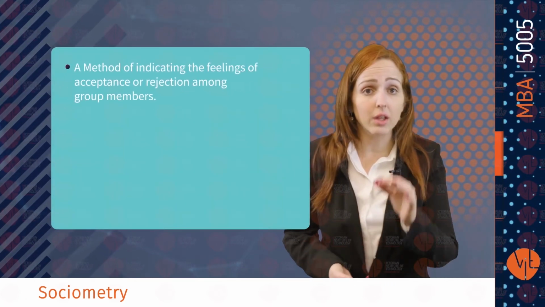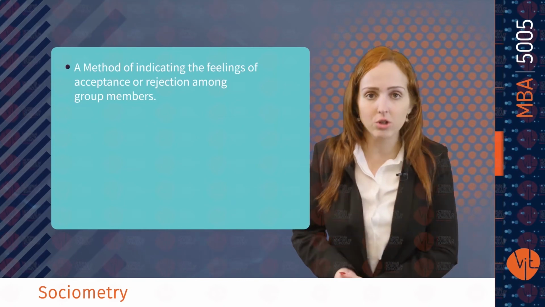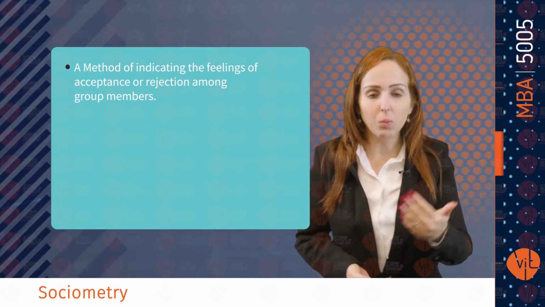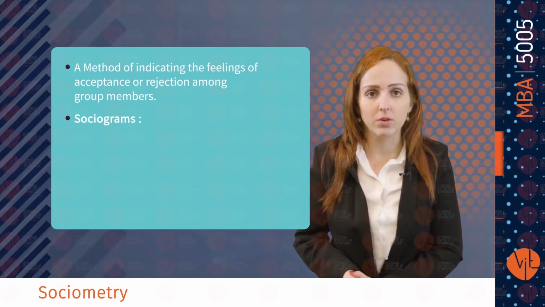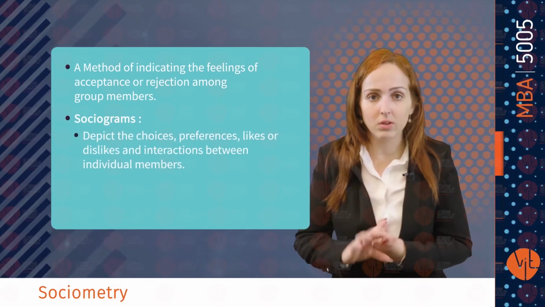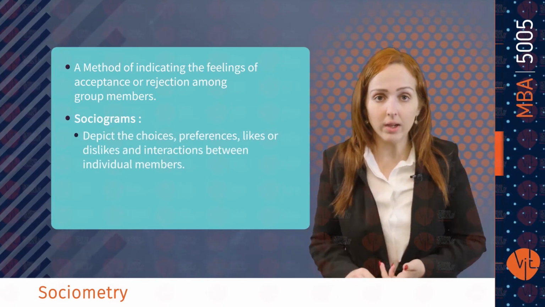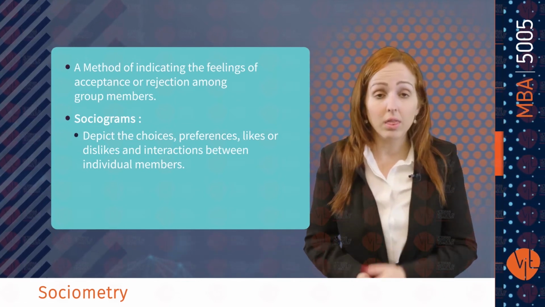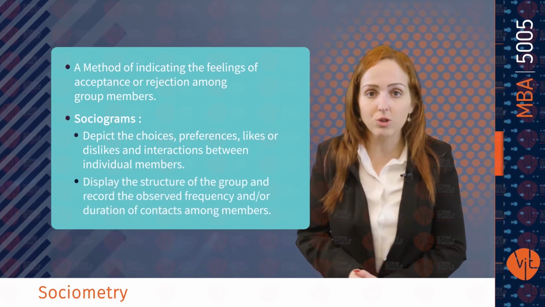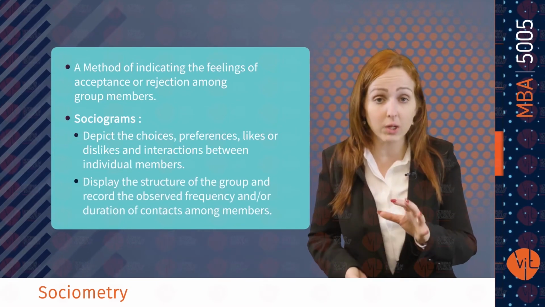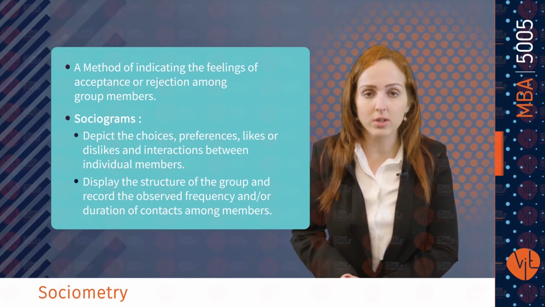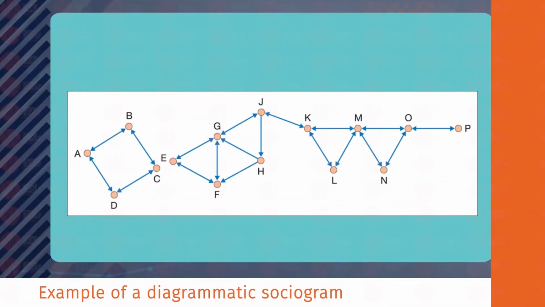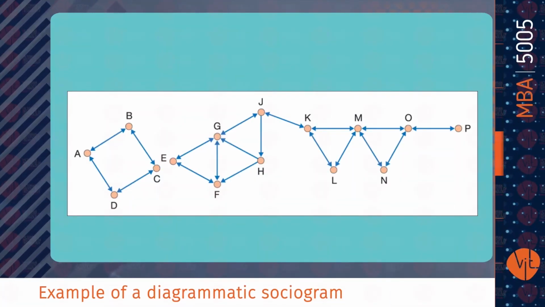Then we come to a very interesting concept of sociometry, a method of indicating the feelings of acceptance or rejection amongst group members. So what is involved in the concept of sociometry? Sociograms, which do depict the choices, preferences, likes or dislikes of interactions between individual team members. The second one, it displays the structure of the group and records the observed frequency and/or duration of contacts amongst members. And this is an example of a diagrammatic sociogram.